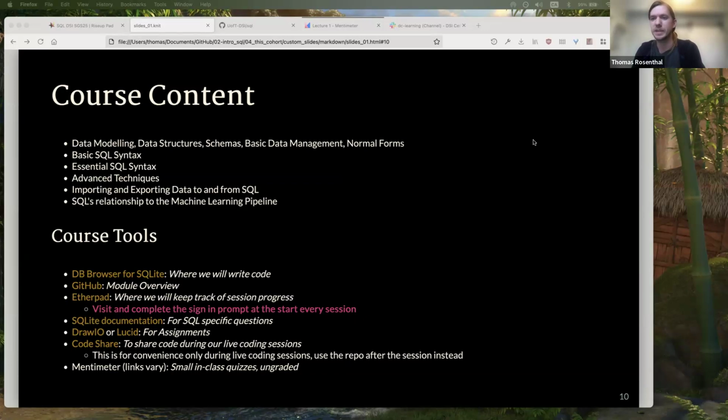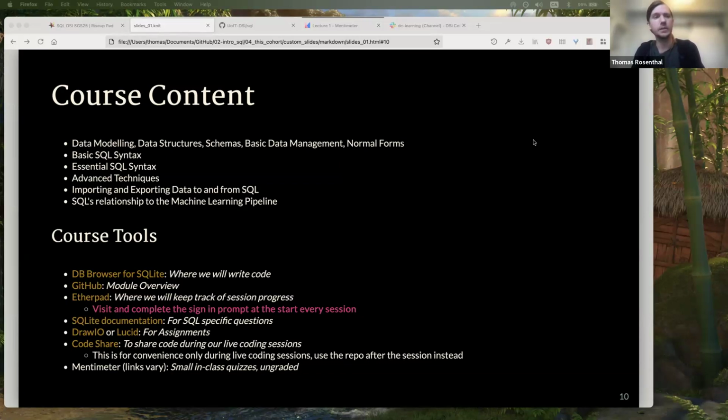If you get something super specific, maybe you'll go there. Maybe I'll go there once or twice. I've linked Draw.io and Lucid. This is for both your assignments. I'll talk about the assignments towards the end of today. These are our tools to help you do data modeling, just mock-up drawings.